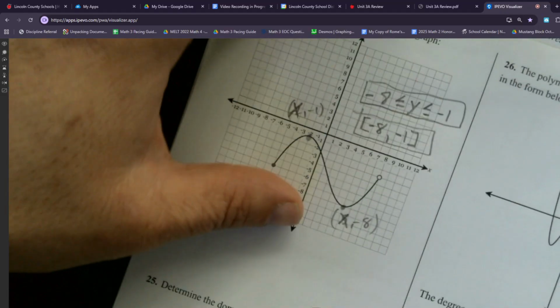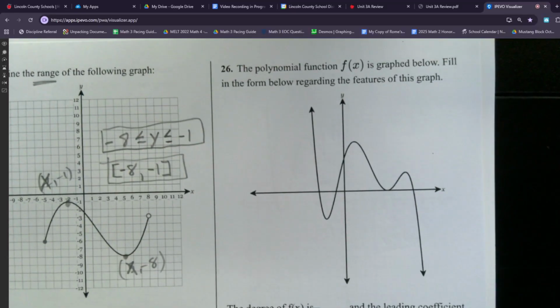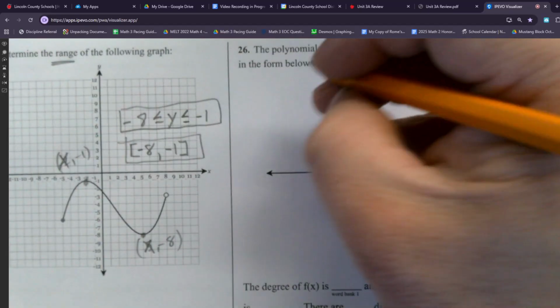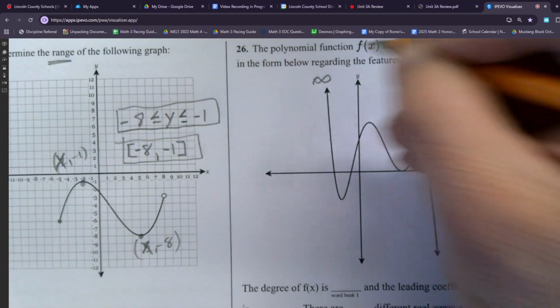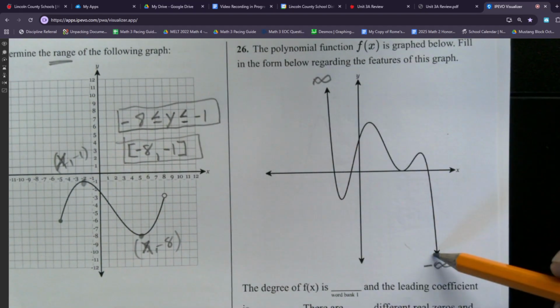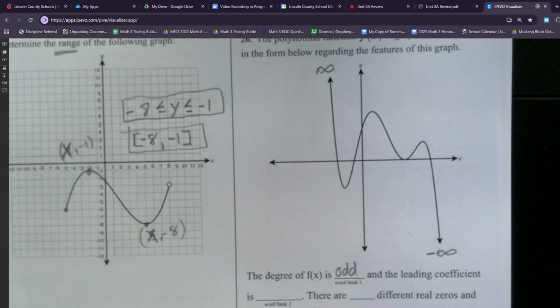There's a lot of problems on here. Number 26. The polynomial function is graphed below. Fill in the form regarding the features of this graph. Okay, so since the left side, or one side is going to positive infinity, one's going to negative infinity. They're going in opposite directions at the arrows. That tells us that's an odd degree.